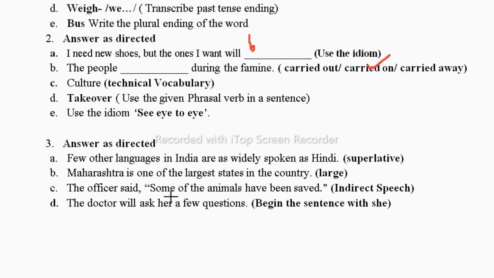So now let's see how to solve this. First of all, you need to write the officer said. Instead of this comma, you need to write that. The officer says that some of the animals, this have been, we change to had been. Had been saved. Simple. Instead of this comma, write that and remove the inverted commas.